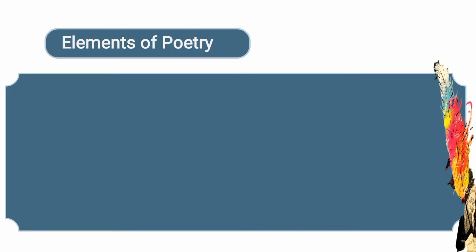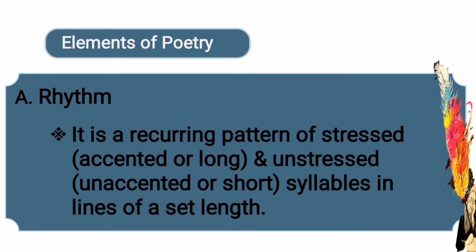Now, let's discuss the different elements of poetry. First, we have the rhythm. It is a recurring pattern of stressed or accented or long and unstressed or unaccented or short syllables in lines of a set length.